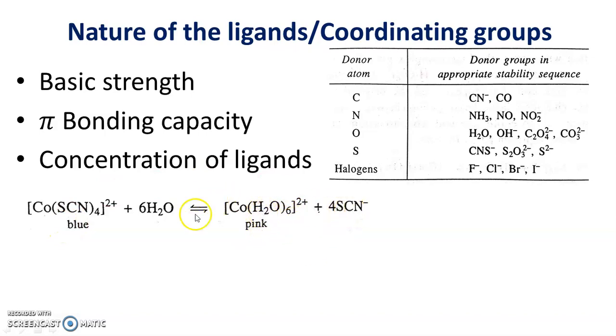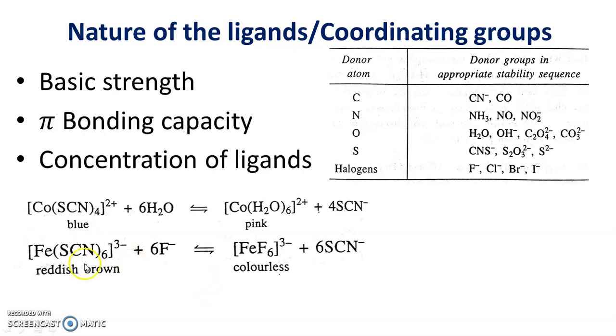Similarly, this is a reversible reaction. When the concentration of thiocyanate is increased, when more thiocyanate ligands are added, then by the reverse reaction we get the thiocyanate complex and the pink solution becomes blue. Again, when water is added, the solution becomes pink, and when thiocyanate ligands are added, the solution becomes blue. It means the concentration of the ligand also plays an important role in the stability of complexes.